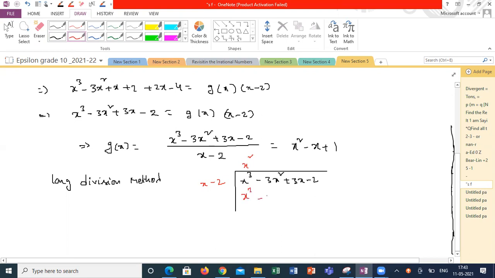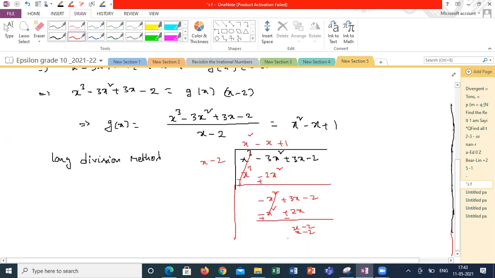So with x square, this will be x cube minus 2x square, minus plus. This will be minus x square plus 3x minus 2. Again, dividing with minus x square, minus of minus plus 2x, plus minus x minus 2. x by x is plus 1, so x minus 2. So 0 is the remainder, then it will be correct. So my g of x is x square minus x plus 1.